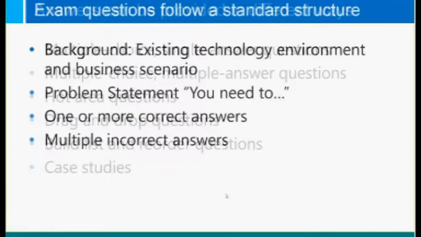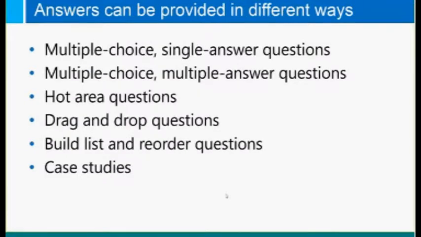Now, having said that, there are different ways they can present the questions. They may give you a multiple choice single answer question, which means they give you A, B, C, or D. B is right. That's it. So one answer is correct. You have to pick the correct answer.